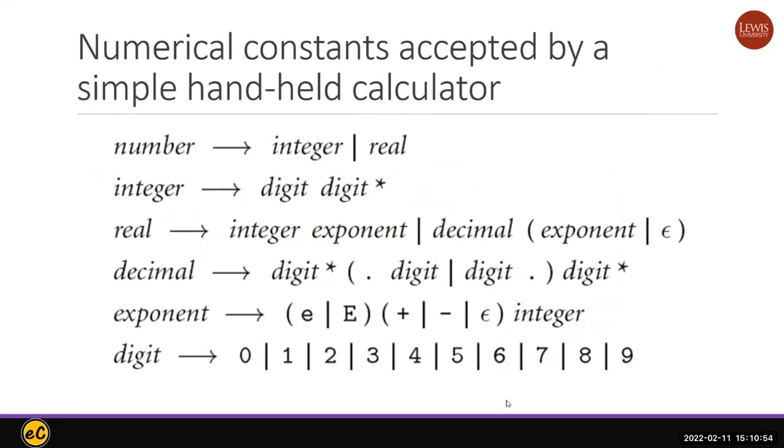So here we have a regular language for the calculator language. We define the digit, the exponent, the decimal, the real number, and integer and numbers. So number can be integer or real number. And integer has a digit followed by zero or more digits. Real number has the integer, exponent or decimal, and then followed by exponent or empty string. So these are the rules to define a number constant in calculators.